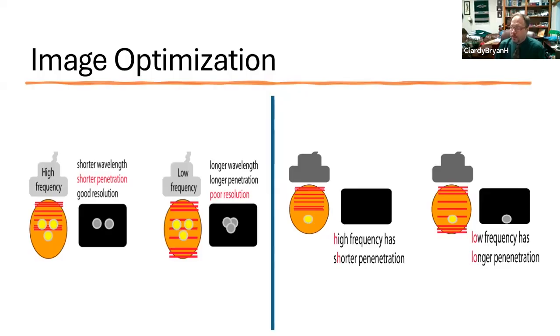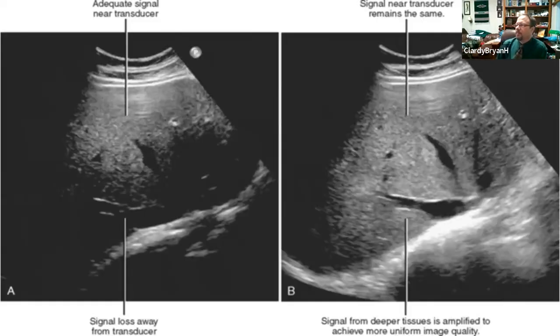However, if I used a low frequency probe for that, I would be able to see pretty deep, but I'd have poor resolution. I wouldn't have a good idea of where things were. And you'll notice the way those illustrations are, the structures are the same, but the images are different. And that's what you need to understand there. Again, higher frequency has shorter penetration and low frequency has a longer penetration. So low frequency goes further. Next slide.